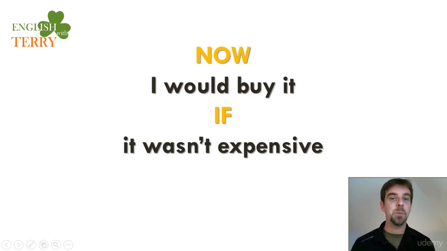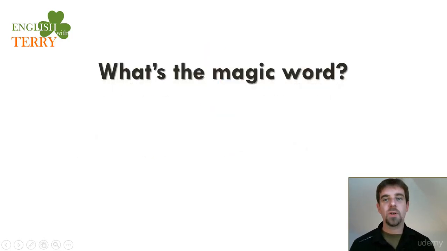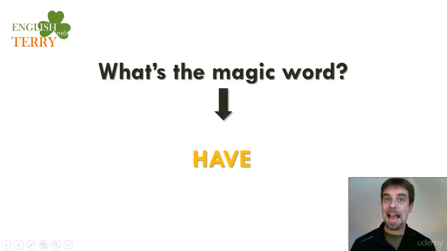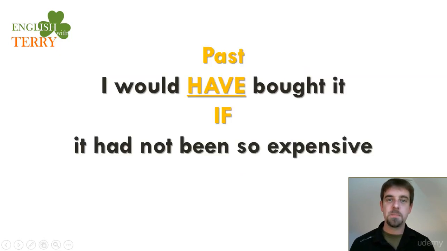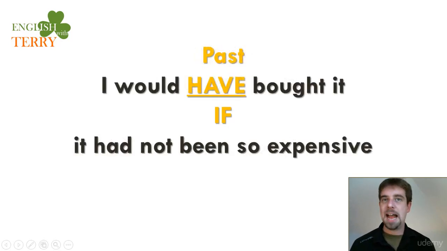This sentence, I would buy it if it wasn't expensive, is talking about now. But if we want to make this idea about the past, the magic word is have. I would have bought it if it had not been so expensive. All right? So what's the magic word? Have. This is the magic word we use in the sentence, because we had the previous sentence, I would buy it, and then after, I would have bought it. So have is the magic word.